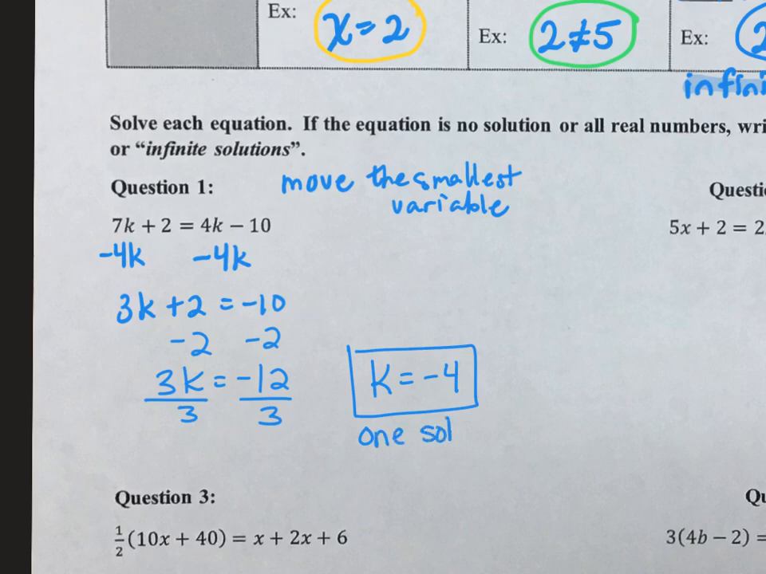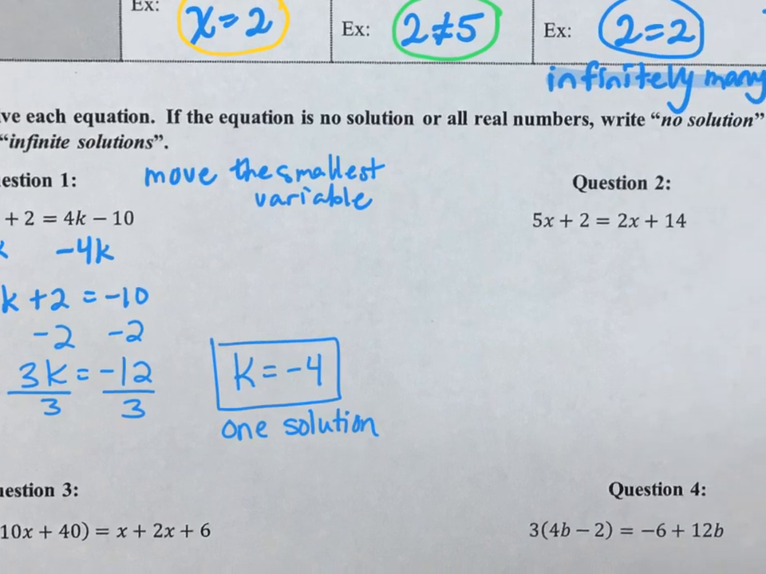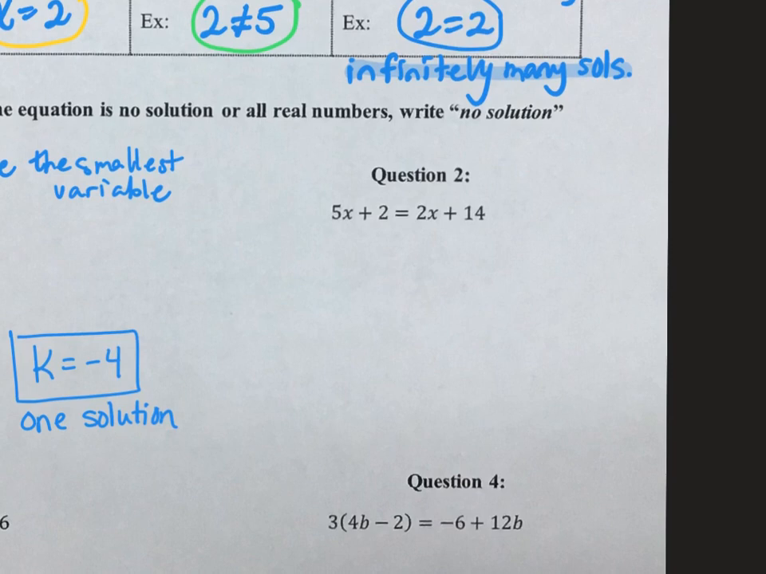There's one solution. So in order to make this a true statement, 7K plus 2 equals 4K minus 10, the only answer that will work is K equal to negative 4. Okay, so one solution there. Okay, let's take a look at number 2.